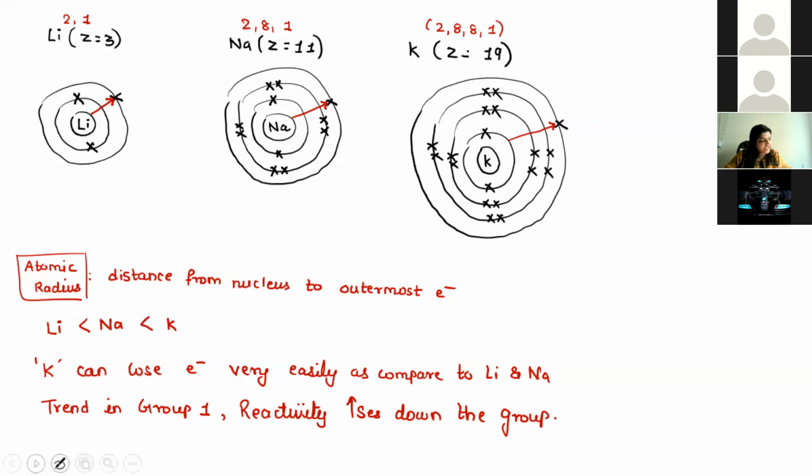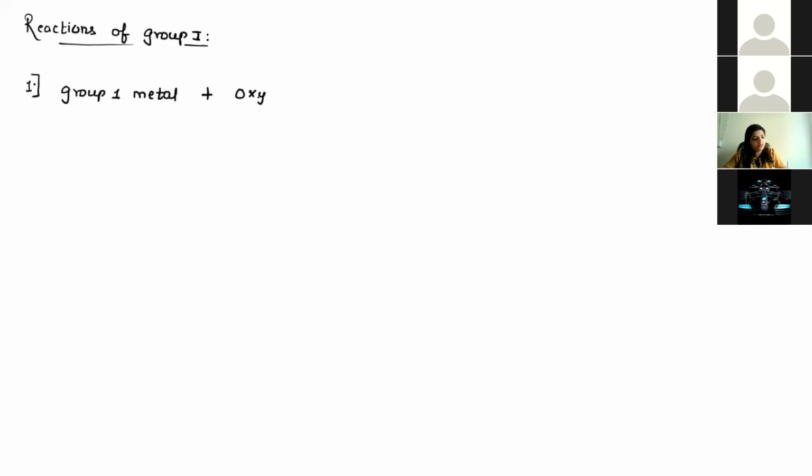Now, about the reactions of group 1 metals. I'm going to write the reactions of group 1. The first reaction, I'm just going to write as a general reaction: group 1 metal plus oxygen.